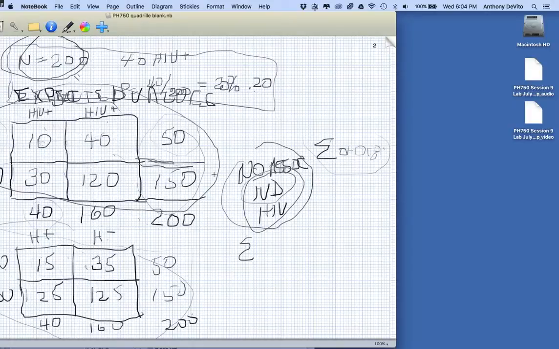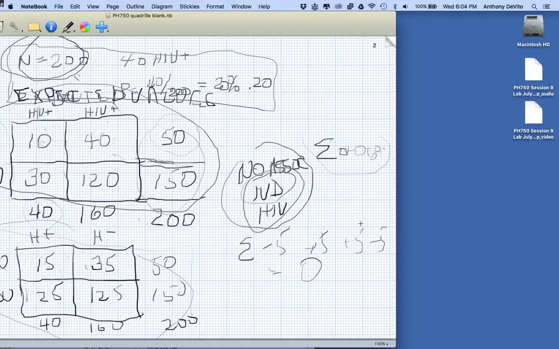When you sum it, do you always take the positive? No, actually I'm going to do exactly the opposite. I'm going to say 10 minus 15 is minus 5. And then I'm going to add, let's see, 30 minus 25 is plus 5. Then 40 minus 35 is plus 5. And 120 minus 125 is minus 5. And what does that add up to? 0.